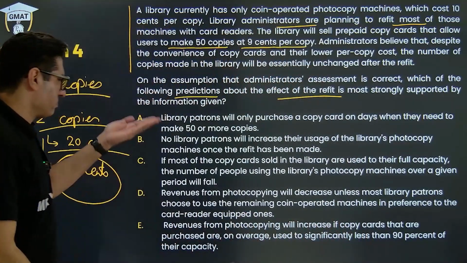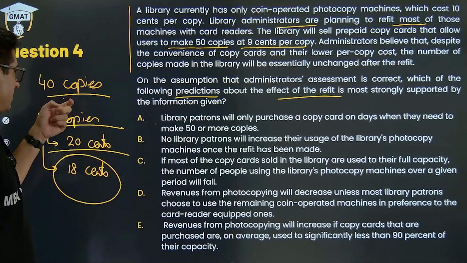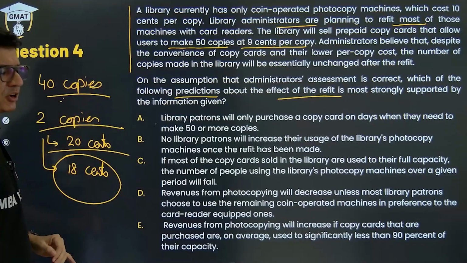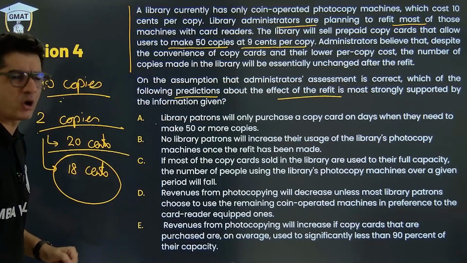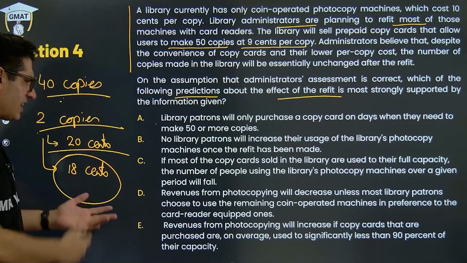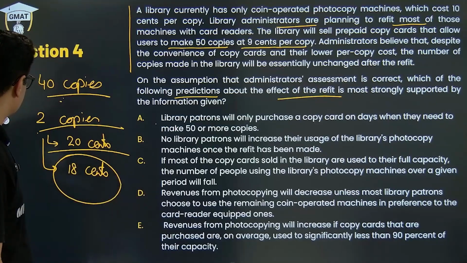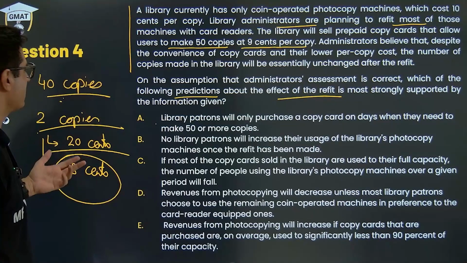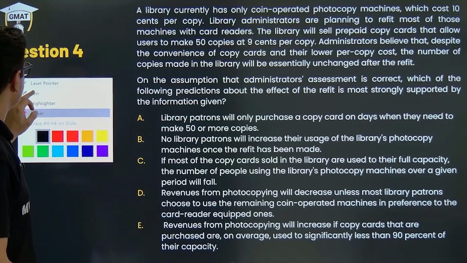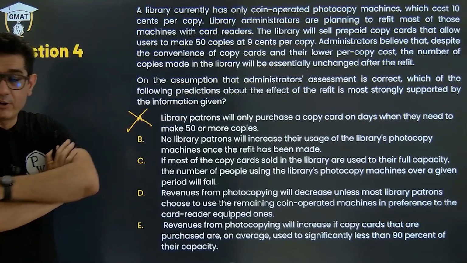So why would they do it then? This card makes sense at 40 copies. This card makes sense even at 2 copies, because of that convenience angle and the cost angle. So I don't think A appears likely. Let's just remove this. How about B?